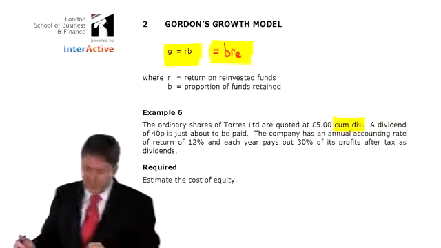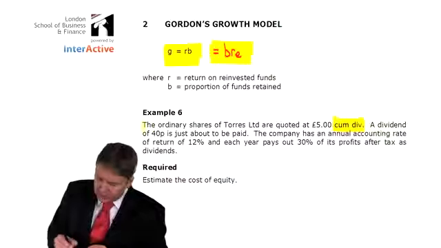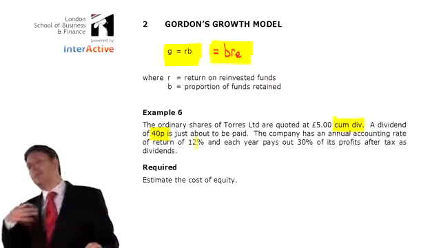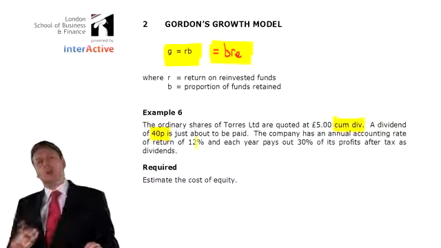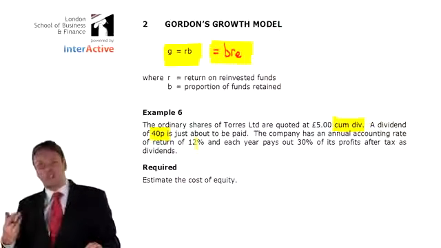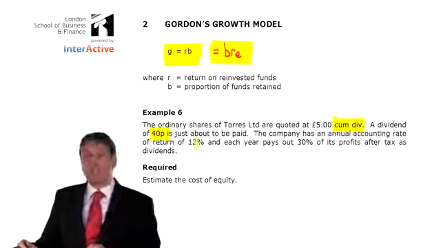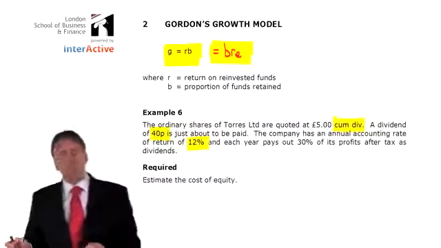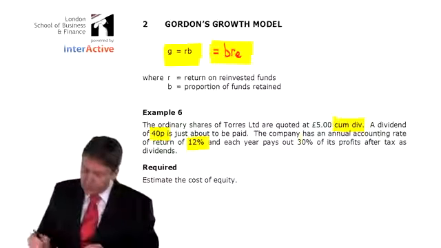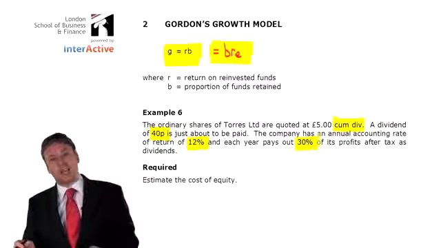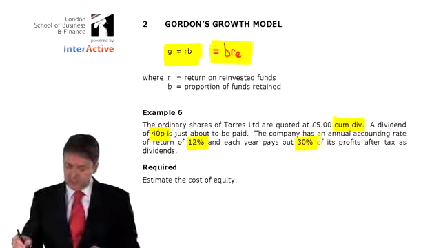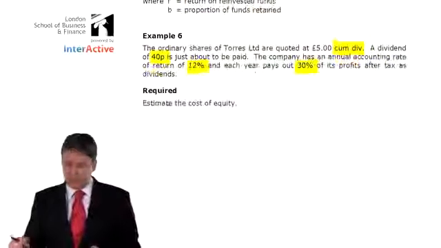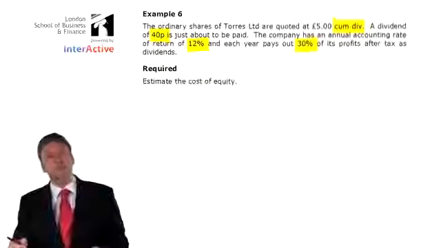Good one. A dividend of 40 pence is just about to be paid. Oh, okay, so if we didn't pick it up first time, we were given a second bite at the cherry. The company has an annual accounting rate of return of 12%, and each year pays out 30% of its profits after tax as dividends. And we've got a very simple requirement here. Estimate the cost of equity.